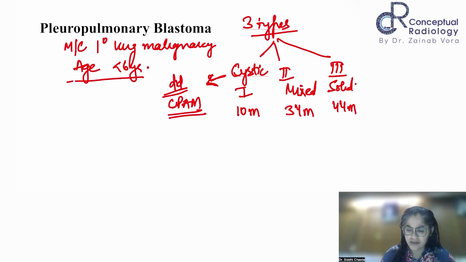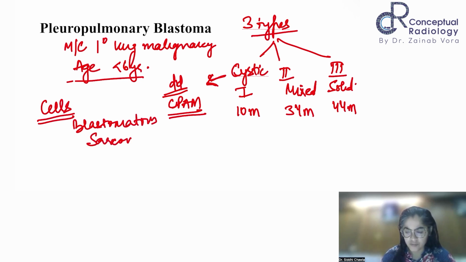So basically, as the name suggests, what are the cell types that are within the pleuropulmonary blastoma? We have the blastomatous cells, and we have the sarcomatous component. So these are the two types of cells that we have in the pleuropulmonary blastoma. Whereas in the adults, you mostly have epithelial or mesenchymal type of tissue.